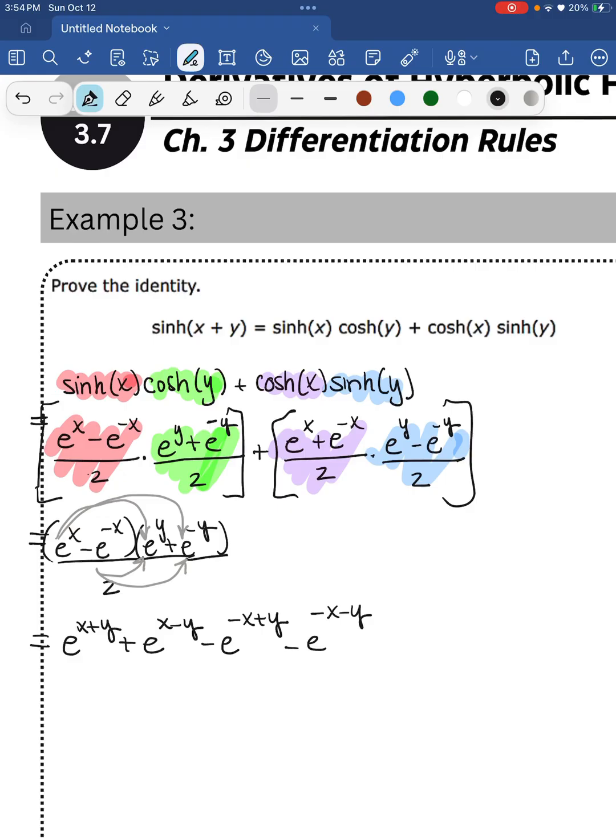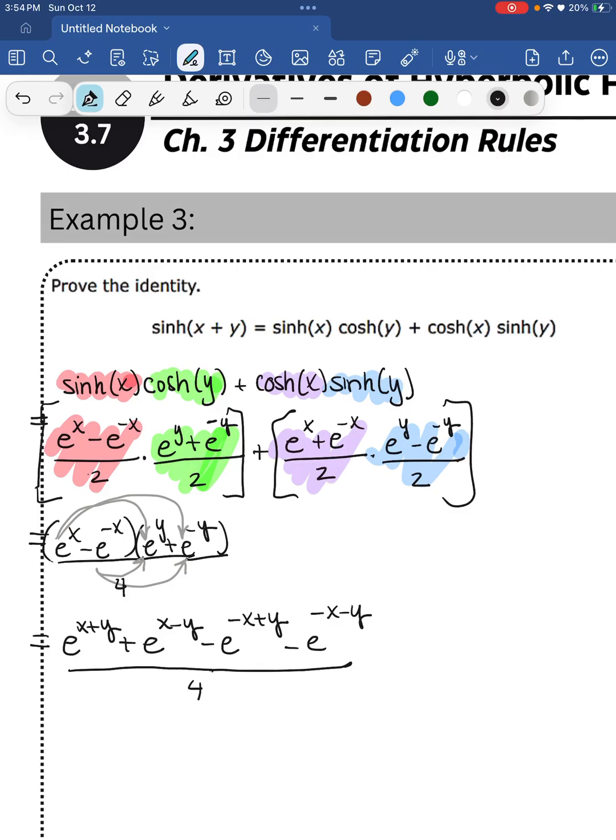And we're done. We checked the identity. All right, so you'll have a couple of these to do on your assignment. So we did 1, 2. Do one more, and then we'll go on to derivatives. So we're going to prove the identities.